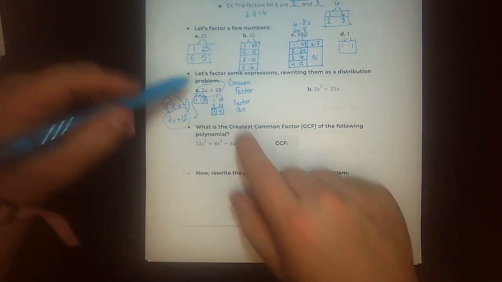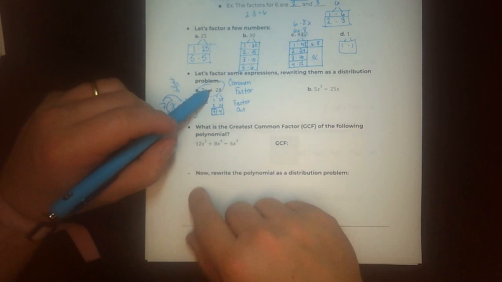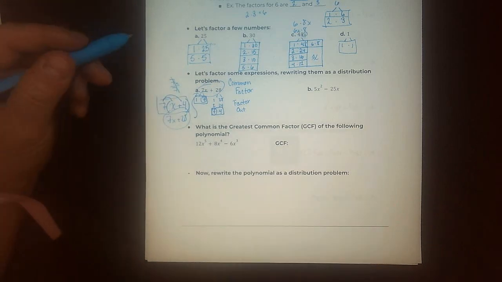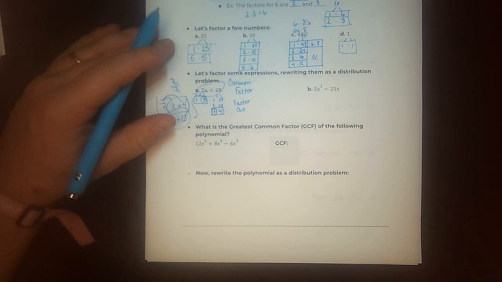So what we're trying to do here is take an expression like this and turn it back into its distribution form like we just did right here. So let's try another one. Let's have to think about this one.